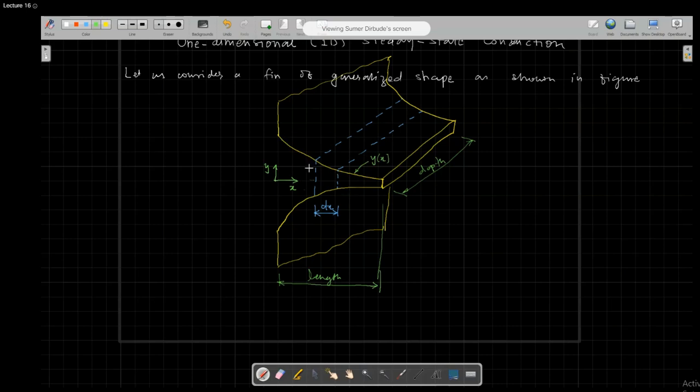Okay, the shape of the fin is given as a function, and this fin has a temperature at the wall, which is TW. This is the wall. So at y equals 0, the temperature of the wall is given, and this whole fin is subjected to the atmospheric temperature, which is at T infinity.